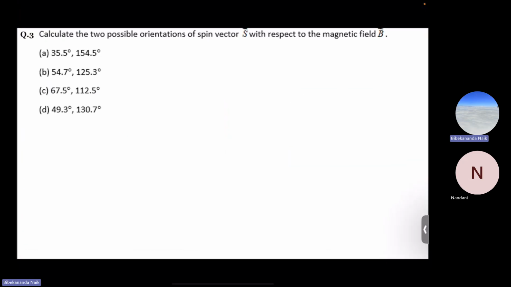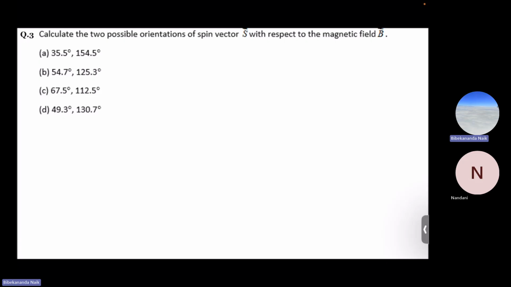So now we will solve question number 3. Question number 3 says: calculate the two possible orientations of spin vector S with respect to the magnetic field B. The options are: option A, 35.5 degrees, 154.5 degrees; option B, 54.7 degrees, 125.3 degrees; 67.5 degrees, 112.5 degrees; 49.3 degrees, 130.7 degrees.